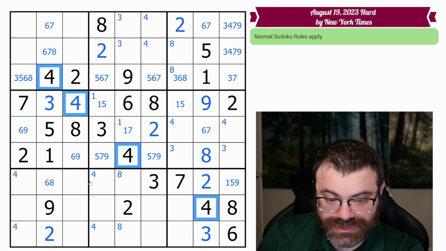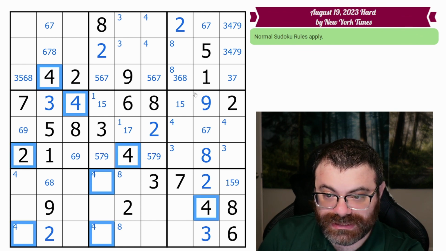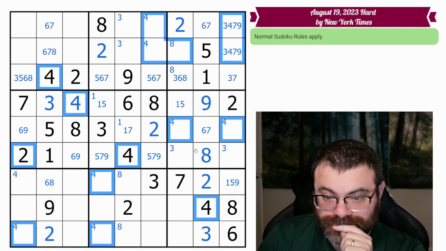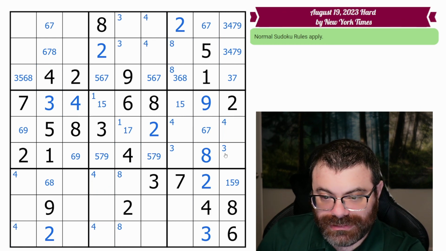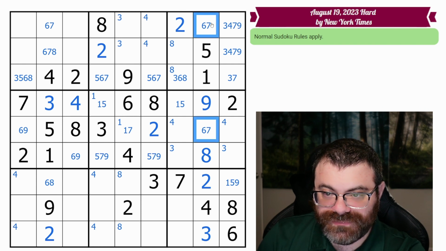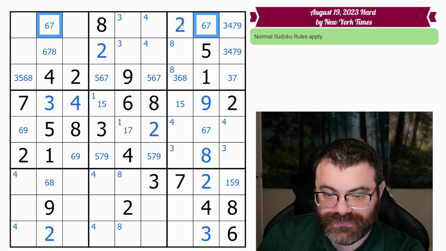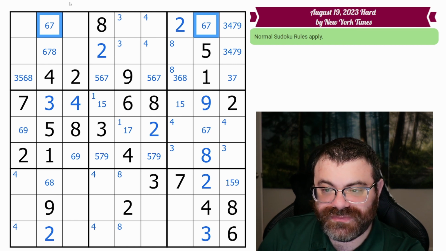I remember 4s were close to done, but we still have... How are 4s doing up here now? I think it's still these. Okay. And these. Yeah. Okay. All right, so what do we get off this 6, 7 pair? Ah, it makes a 6, 7 pair in this row. Very nice. It might do something in this row too. No, I don't think it does. But anyway, we have the 6, 7 in this row.